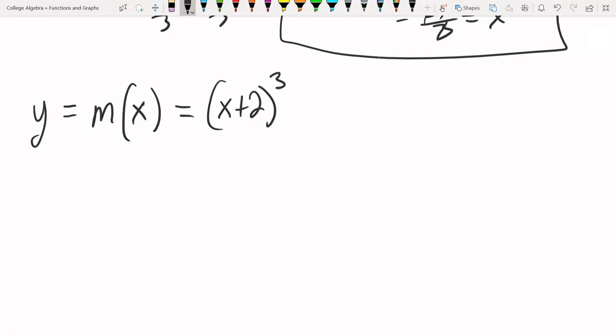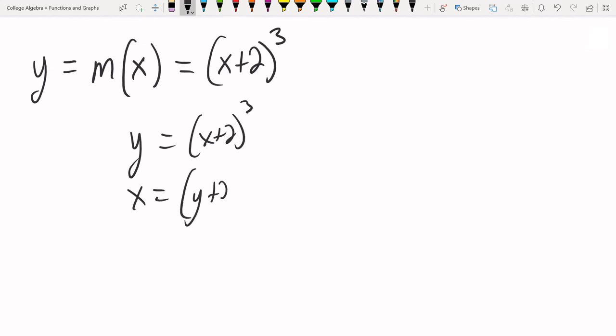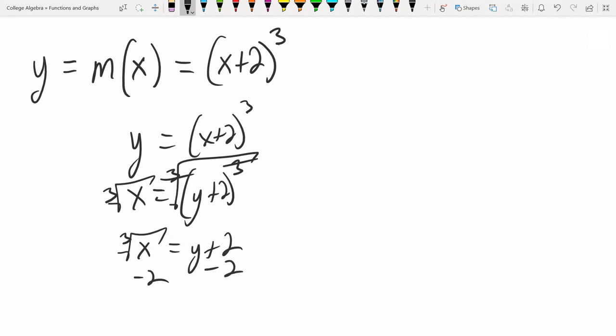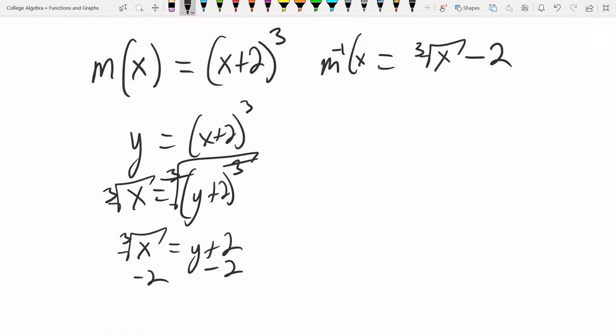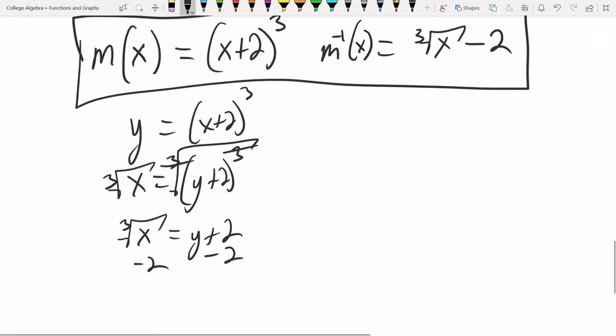Now to solve for the inverse here, I'm telling you that this function is 1-to-1, so we can immediately solve for the inverse. We get y equals x plus 2 cubed, and flip them. Now we solve for y. The first thing I'm going to do is take the cube root, because that cancels with the cube. Now I can subtract 2. And we get y equal to the cube root of x minus 2. And so I can remove this y here, and I say m inverse of x. These are inverses of each other. If you want to prove it, just plug each one into each other and you'll see that you get x as the final result.